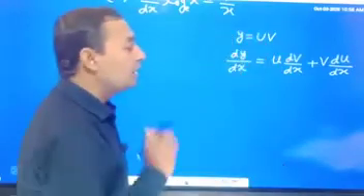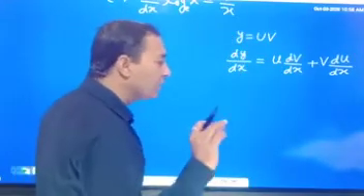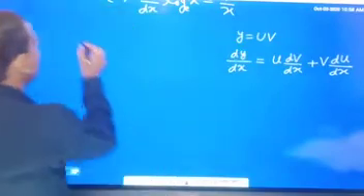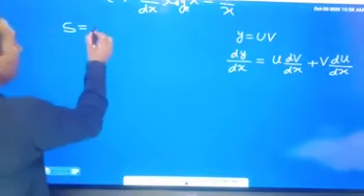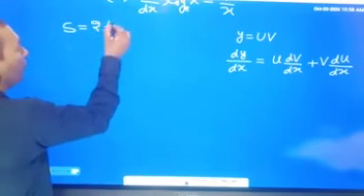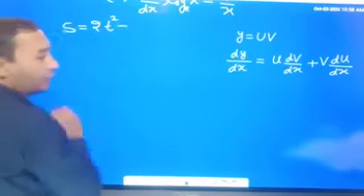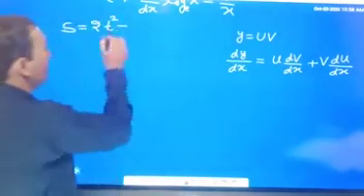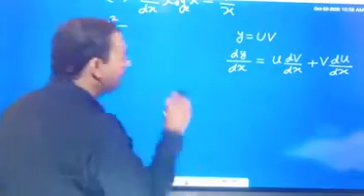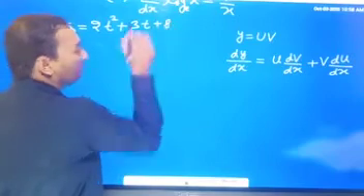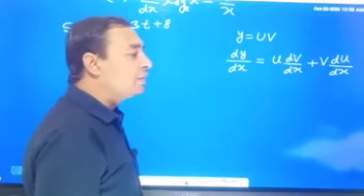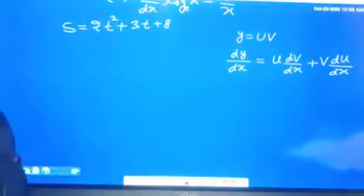What is the question? If the distance covered by any object is a function of t, and that distance is given by this relation, s equal to 2t square plus 3t plus 8, then find the speed at t equal to 2 seconds.